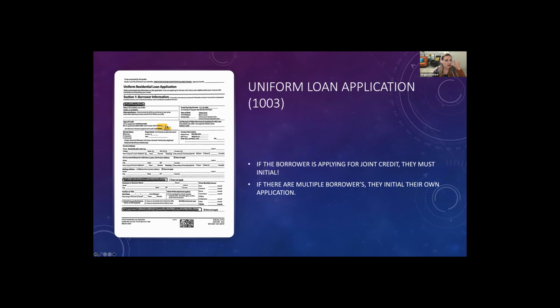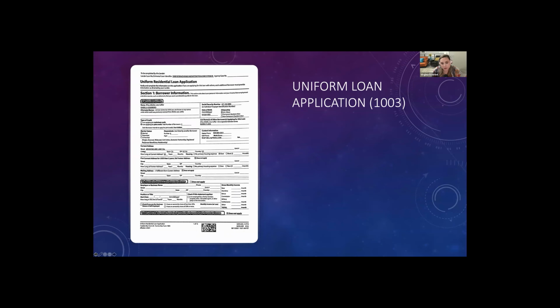Okay, so this is the way it looks when you get the form. If the borrower is applying for joint credit, so there's more than one person on the actual loan, they're going to need to initial section 1A, where it says, I am applying for joint credit. And it'll actually say the number of total borrowers, and then to the right, it'll say their names.